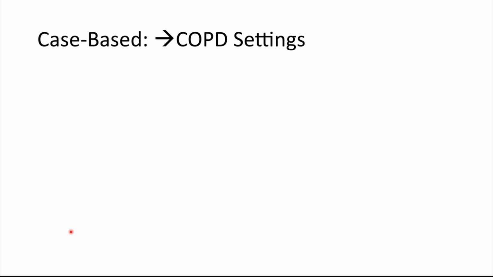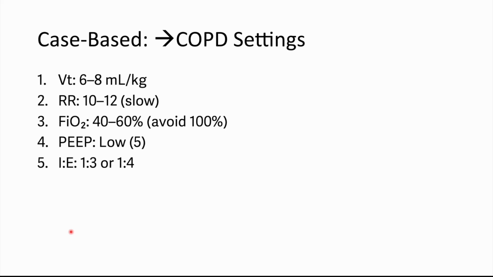Then in COPD, the problem is carbon dioxide clearance and airway trapping. We set the tidal volume around 6 to 8 ml per kg and respiratory rate around 10 to 12 breaths per minute. Then FiO₂ 40 to 60%. We should always avoid keeping the FiO₂ around 100%. Then PEEP, it should be also low. Then inspiratory expiratory ratio is 1:3 or 1:4.